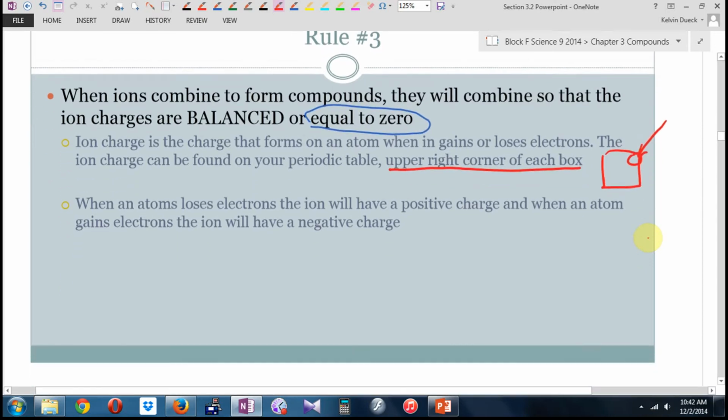When an atom loses electrons, the ion will have a negative or positive charge. If you lose negatives, what are you? A positive charge. You can write the word positive, or do we have a handy symbol for positive? Yeah, plus sign. When an atom gains electrons, it will have a negative charge.